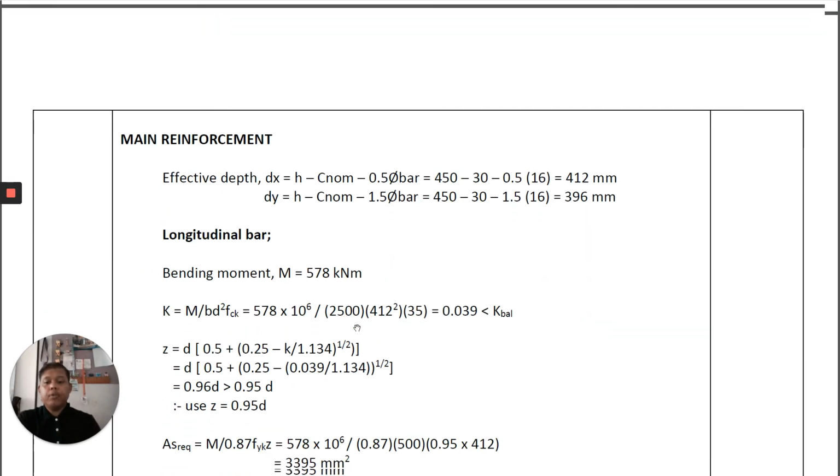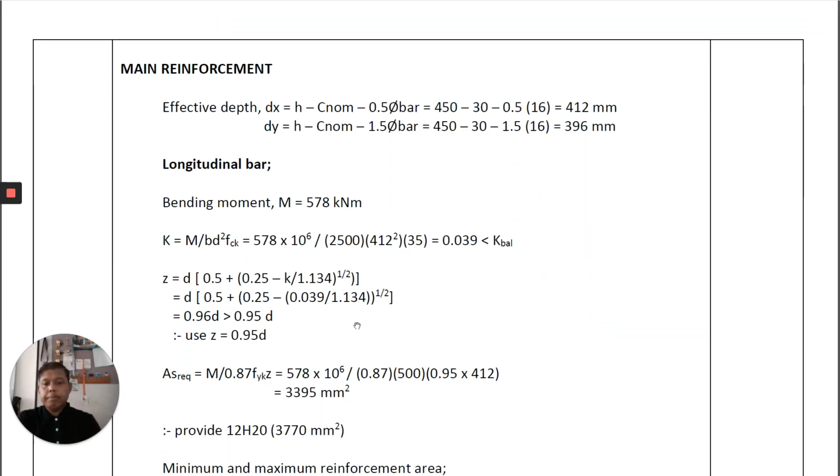Next process, you have to calculate the main reinforcement. In the main reinforcement, you have to provide the main reinforcement for both axes, which is longitudinal bar and also transverse bar. Therefore, as usual, the method that you are going to use is like a rectangular section of the beam or slab. So in order for you to calculate, first you have to calculate the effective depth for both axes x and also y.